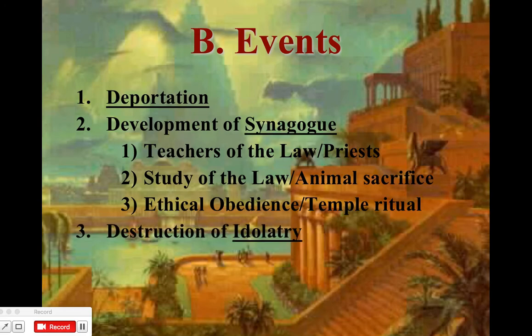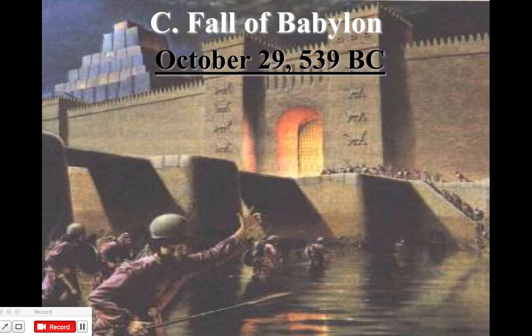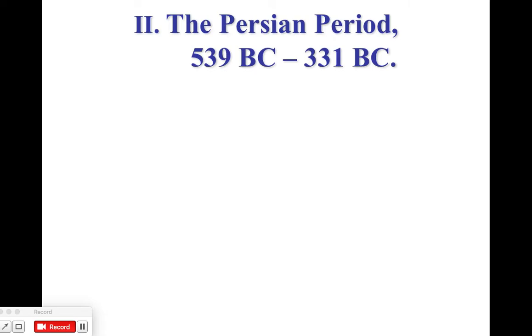And there was also the destruction of idolatry, and these were some lessons that they learned while they were in exile. Idol worship was always a big part of Jewish history, and so there was a movement to do away with idolatry. In 539 BC, we have the fall of Babylon. And that is an important date when Cyrus is proclaimed king of Babylon. And that moves us into the next period, which is called the Persian period.